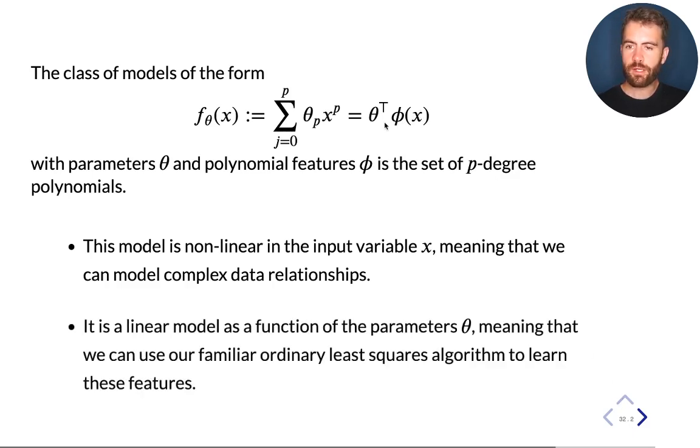However, as a function of theta, the model parameters, this function is still linear. Hence, it is effectively a linear model, and we can use everything that we have learned so far about least squares and optimizing linear models to optimize and find the best fitting model within this model class. So this is a really powerful observation because we have just shown how we can fit very complex nonlinear polynomial models while at the same time reusing the same machinery, which allows us to perform optimization over this class of models very efficiently.